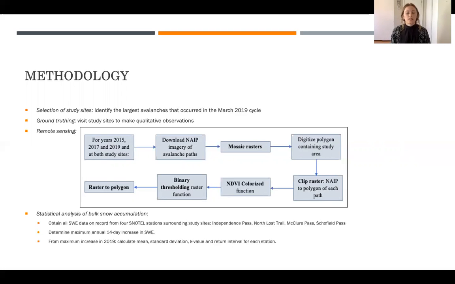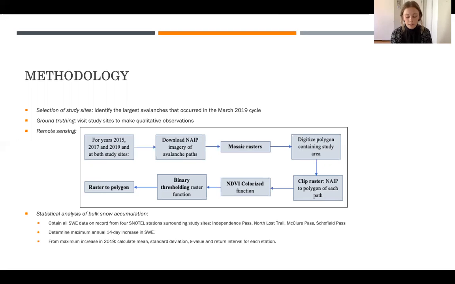So moving on to the remote sensing section, my goal here was to explore methodology for measuring vegetation change remotely in order to estimate changes to the plant community composition as a result of avalanches. To measure the change in vegetation after the avalanches, I first downloaded aerial imagery of the study sites from the USDA's National Agricultural Imagery Program, or NAIP.